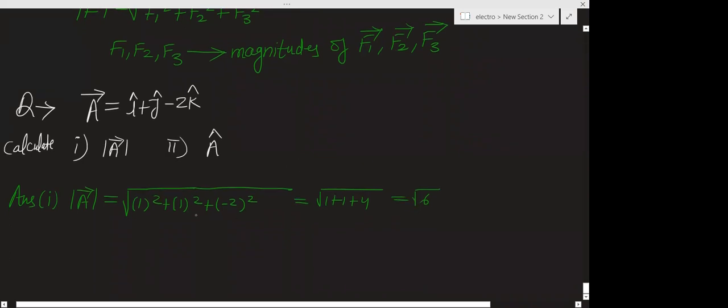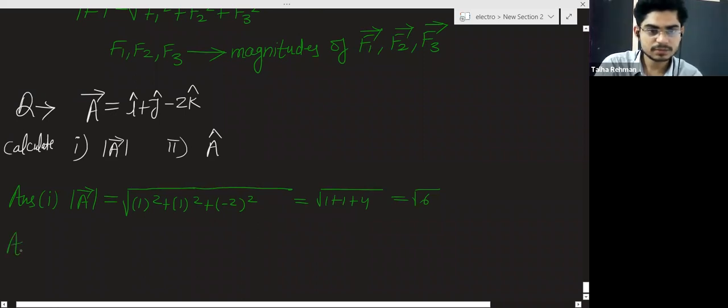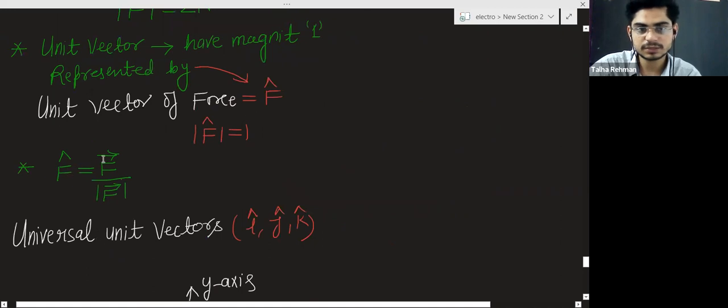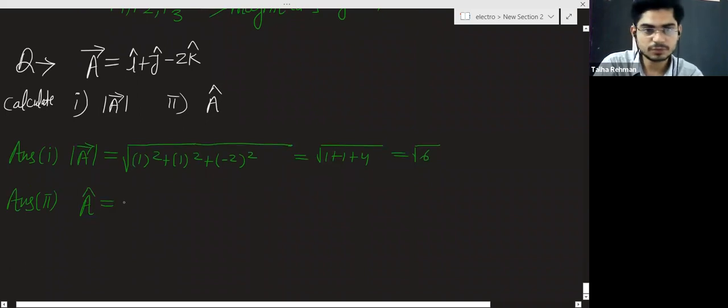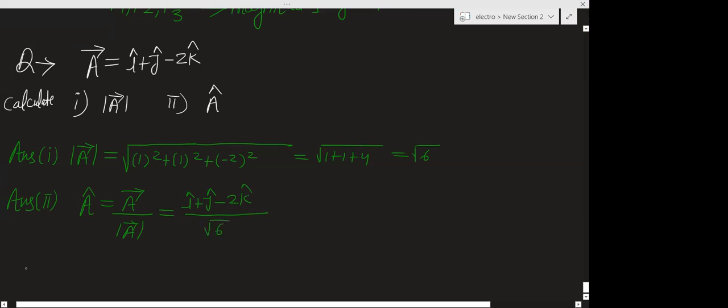And if I want to calculate the unit vector of A, I have already told you the formula. First, we write the vector and after that divide by its magnitude. So A vector divided by the magnitude of A vector. We have A vector as i cap plus j cap minus 2 k cap. What is the magnitude? Root 6. So this is the answer. Finish.